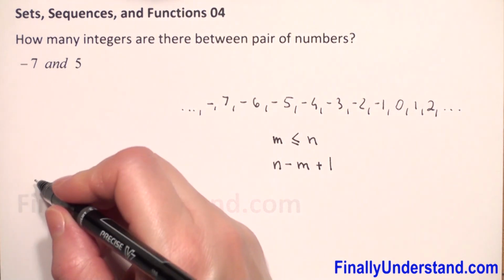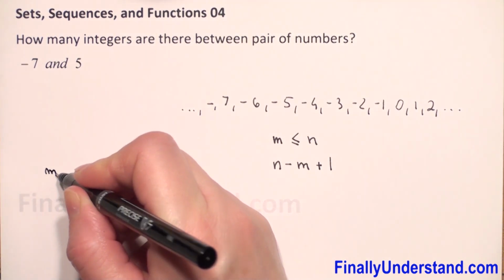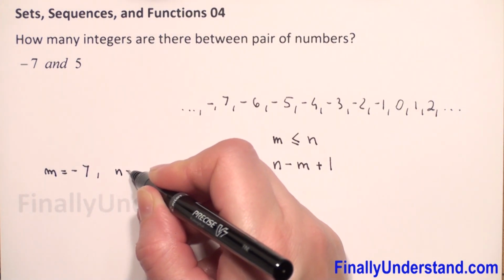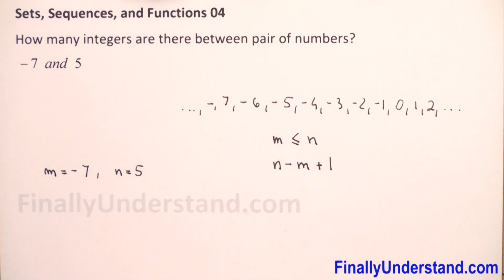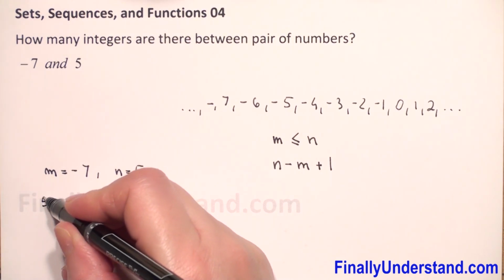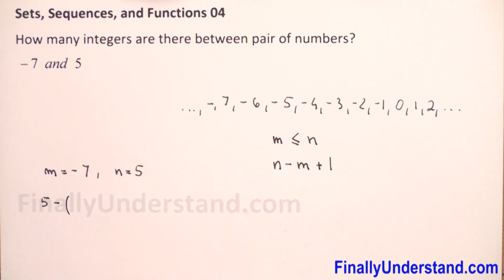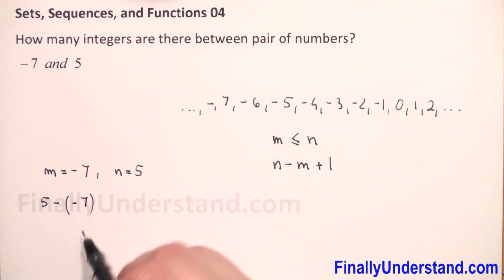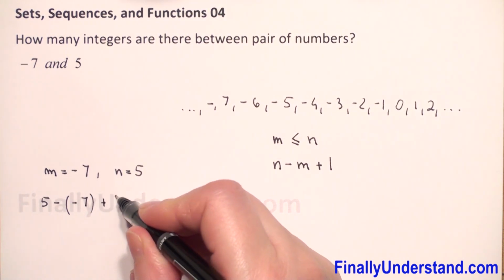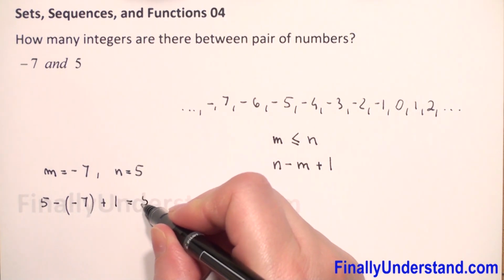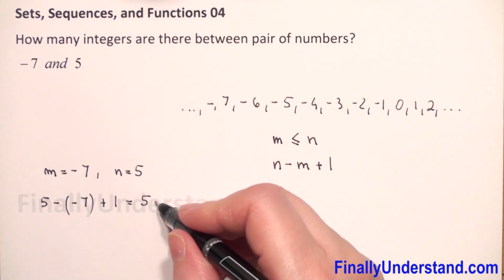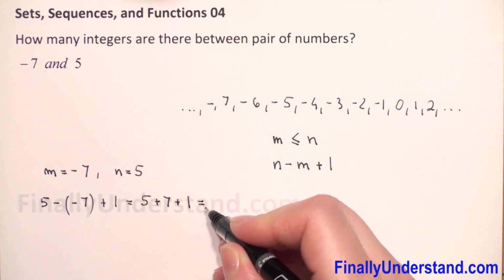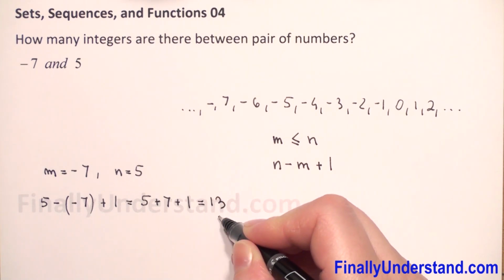So, in our case, m is equal to -7, n is equal to 5. So we have 5 minus, and m is equal to -7, so we have to put this in parentheses, plus 1. So we have 5, negative and negative give us positive, 7, plus 1. So this is equal to 13.